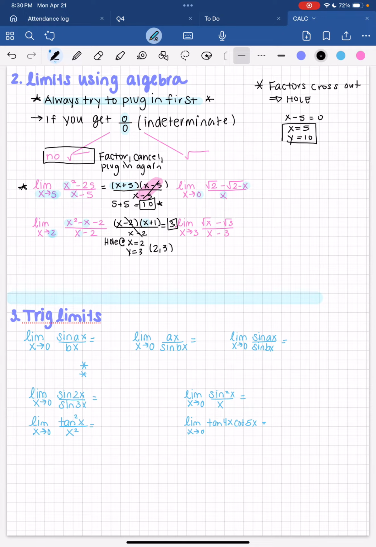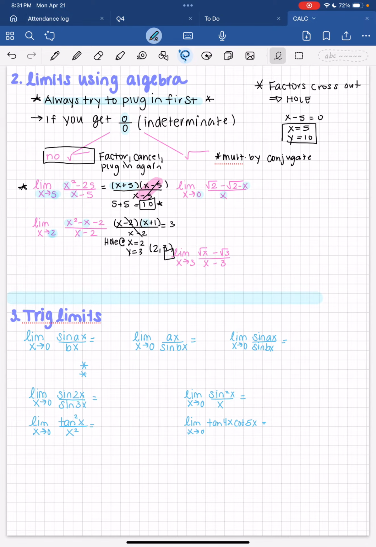All right, next example. What happens if there is a square root? In the limit question, when you plug in, you get 0 over 0. You're like, what do I do next? Oh, there's a square root. So that means we're going to multiply by the conjugate. All right, so let's go through this. I do need a little bit more room, so we're going to move this down here and go back up there.